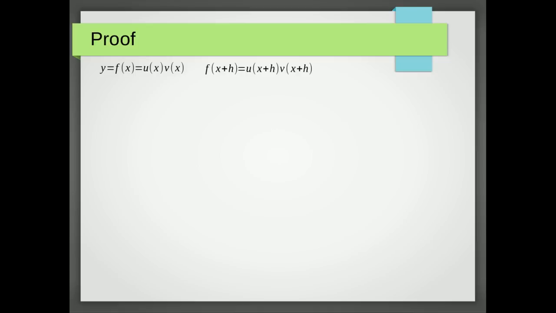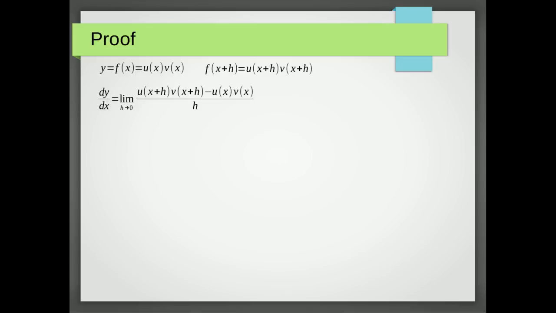So now we've got f of x plus h, we can use differentiation from first principles to get dy/dx equals the limit as h goes to 0 of f of x plus h, and we've got our form, minus f of x all over h.